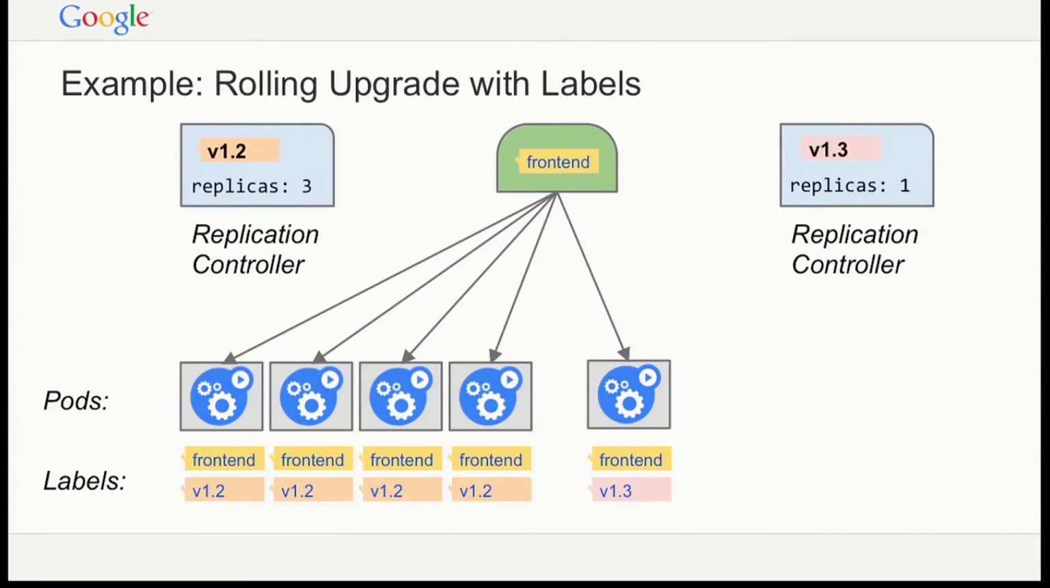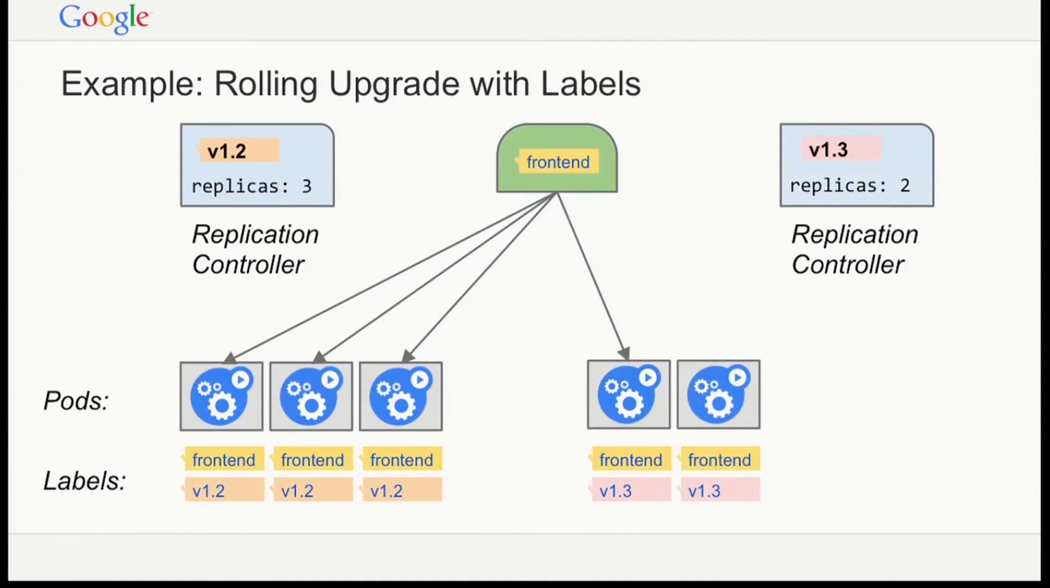I have 4, I want 3. We'll get rid of one. Right? Replication controller kills that pod to get rid of it. Same thing over there. I'm going to go back on this side now. Change that from 1 to 2. Create a pod. It's labeled. And it gets traffic.